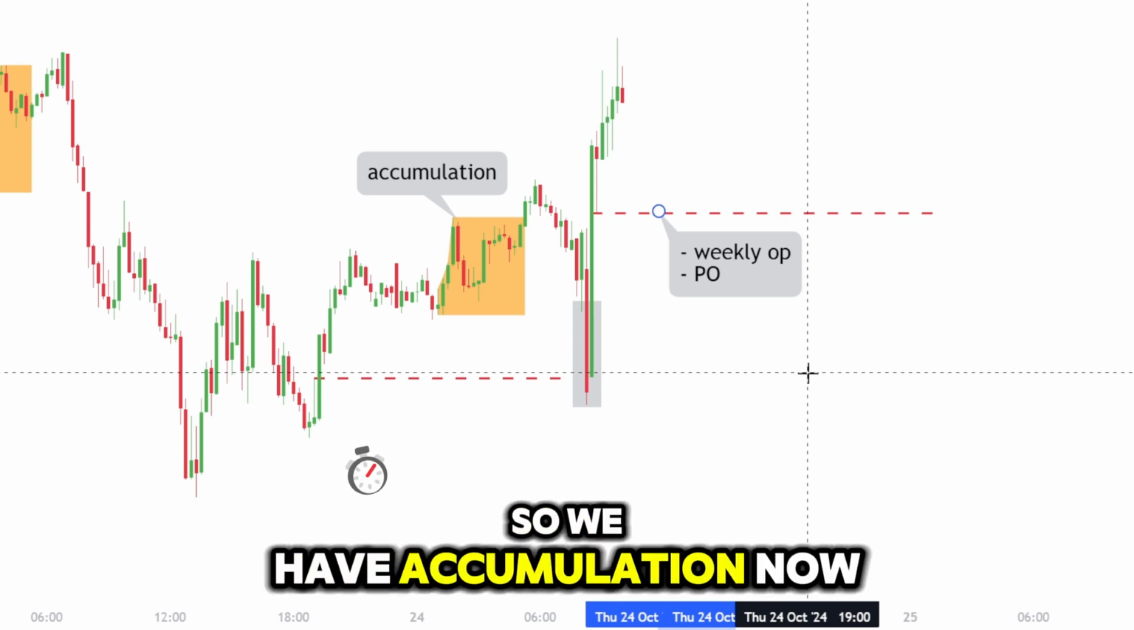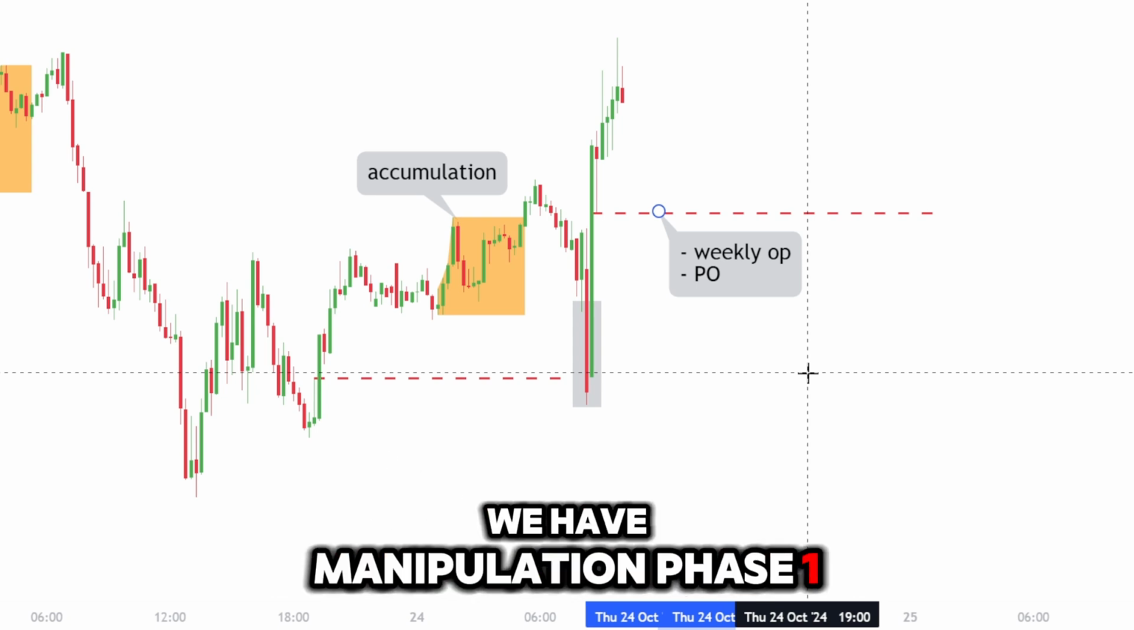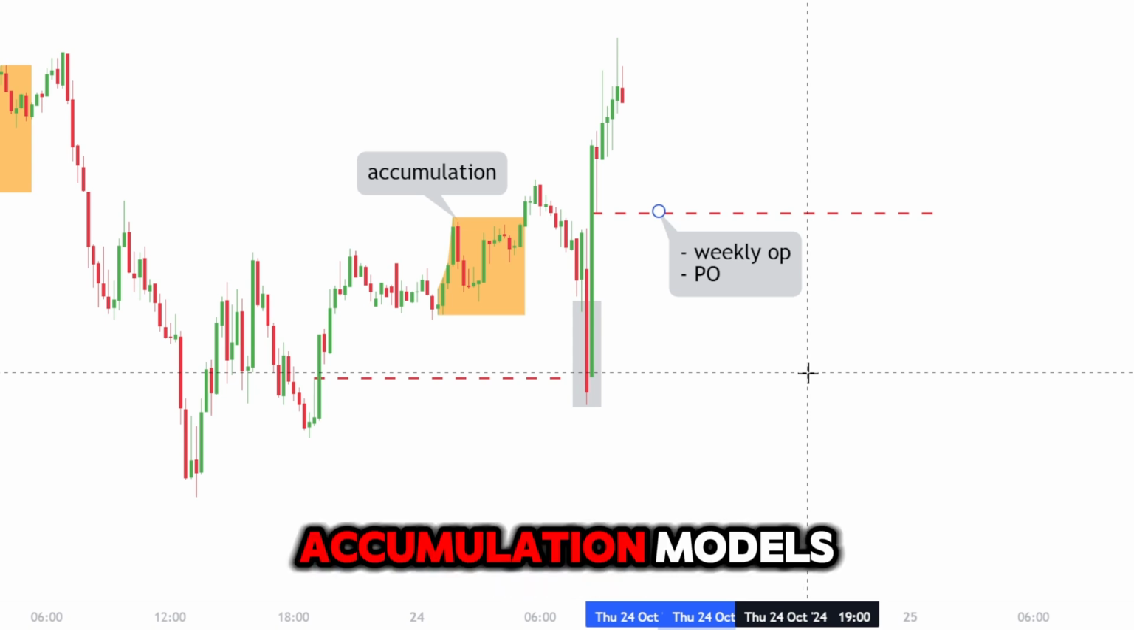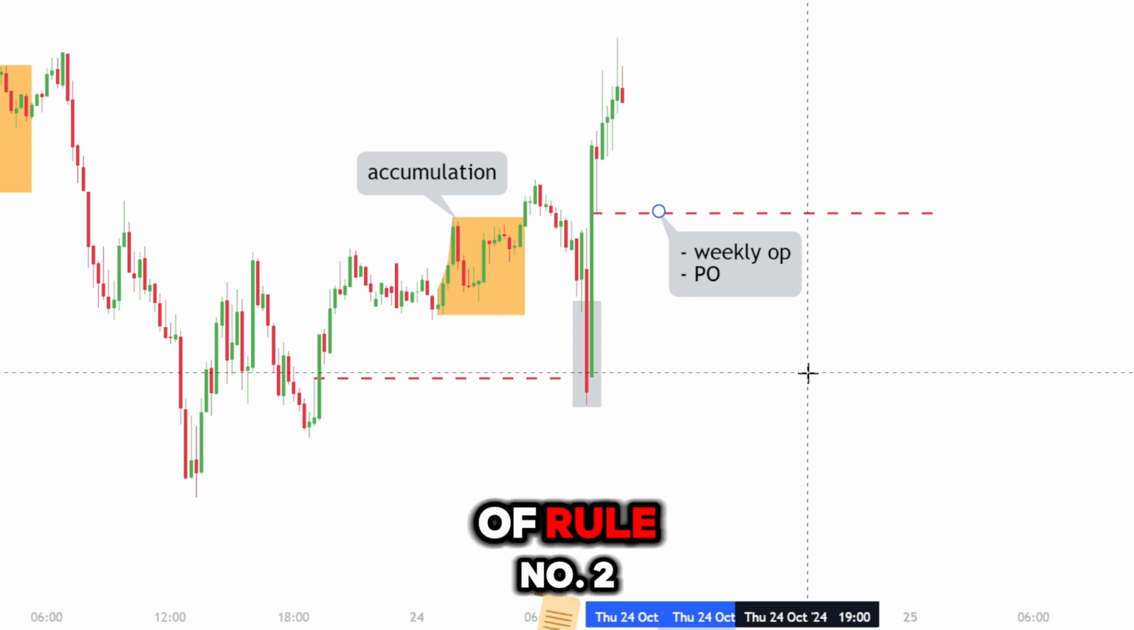So we have accumulation, now we have manipulation phase 1, and we have manipulation phase 2. So this is in line with the ICT accumulation models, right? So that's kind of rule number 2.